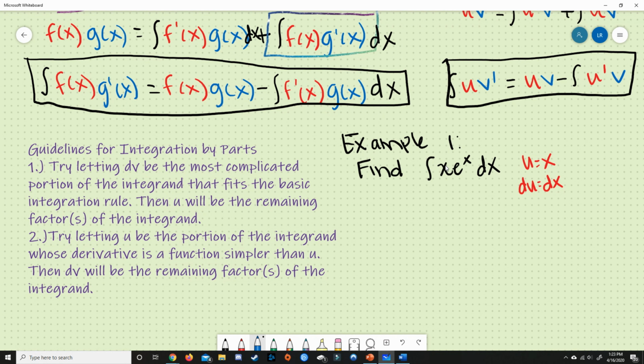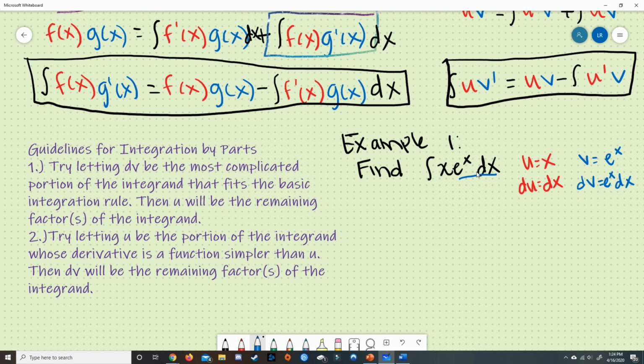So I'm going to assign my u to be the one where, when I take the derivative, it's simpler. Now, then I need my dv. And my dv has to be the remaining portion of it, which is this e to the x dx. And the antiderivative of e to the x dx is e to the x. So the first one is saying, pick the dv that's going to be easier for you to integrate. The second one is saying, pick the u that's going to give you a simpler du. Now we have all the information that we need to apply this formula here.